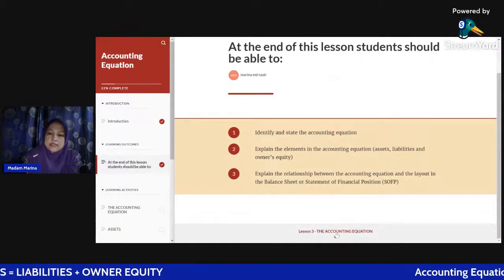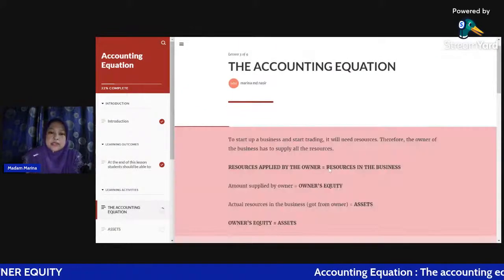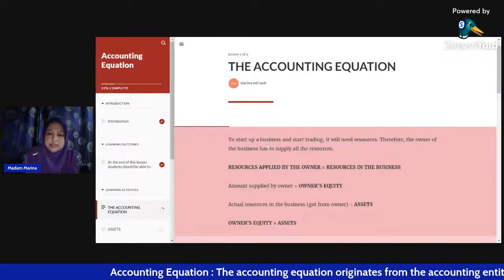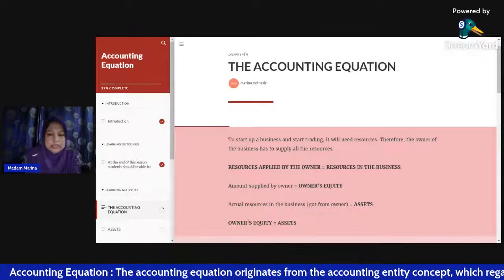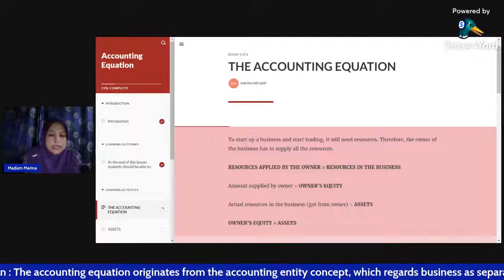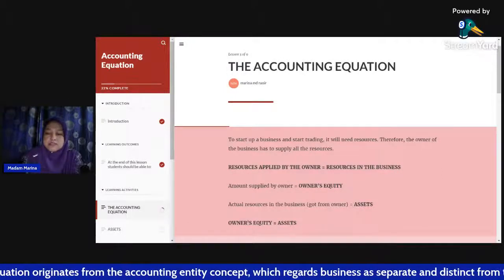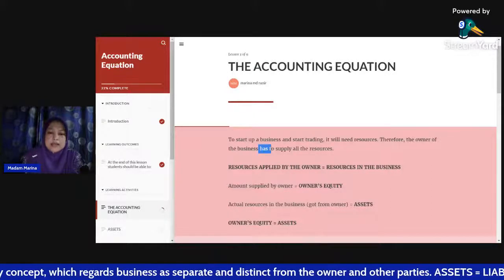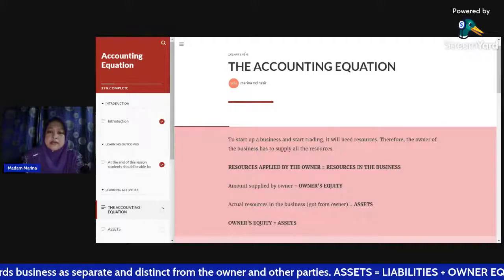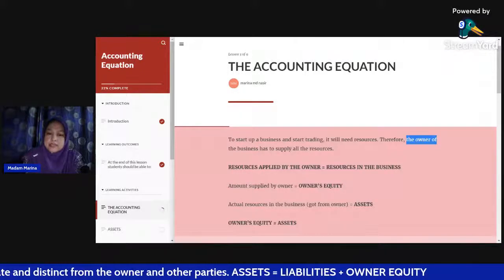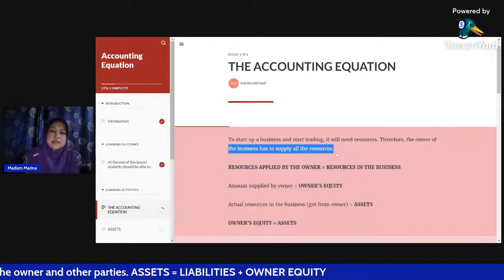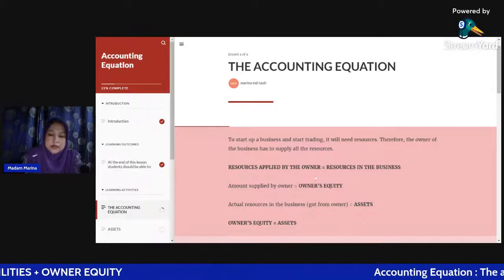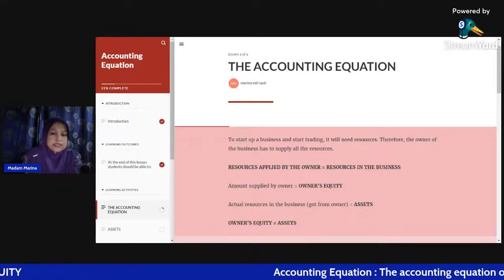Let's start with what the accounting equation is in detail. To start up a business and start trading, it will need resources. Therefore, the owner of the business has to supply the resources. I repeat, the owner of the business has to supply the resources. How are these resources supplied? Resources supplied by the owner, this is what we call resources in the business.